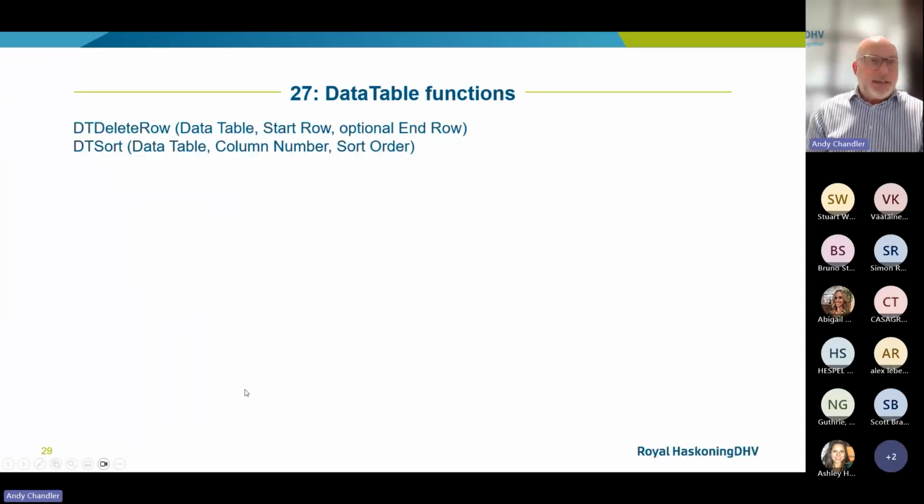We've added two data table functions. So the ability to delete one or more rows from a data table. You only need to pass the data table and a row number if it's just a single row, but you can delete a contiguous block of rows from the start row through to the end row if you pass in both of those parameters. And the DT sort function, you can choose a column to sort on and then choose whether to sort ascending or descending on the contents of that column. So yeah, that gives sort behavior to those data tables.